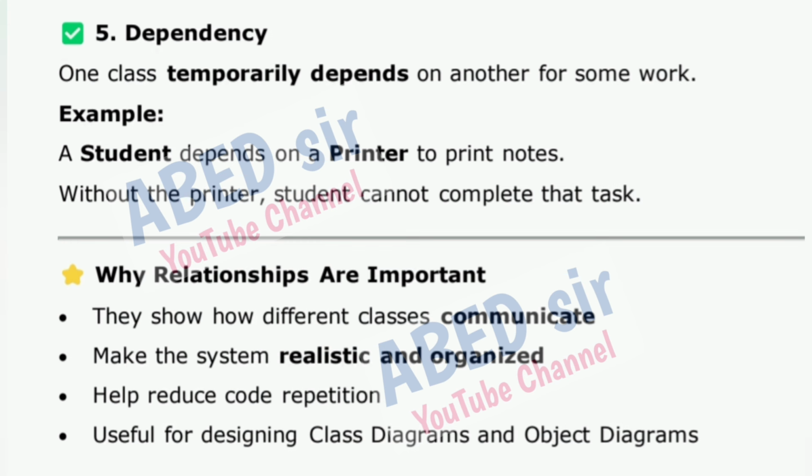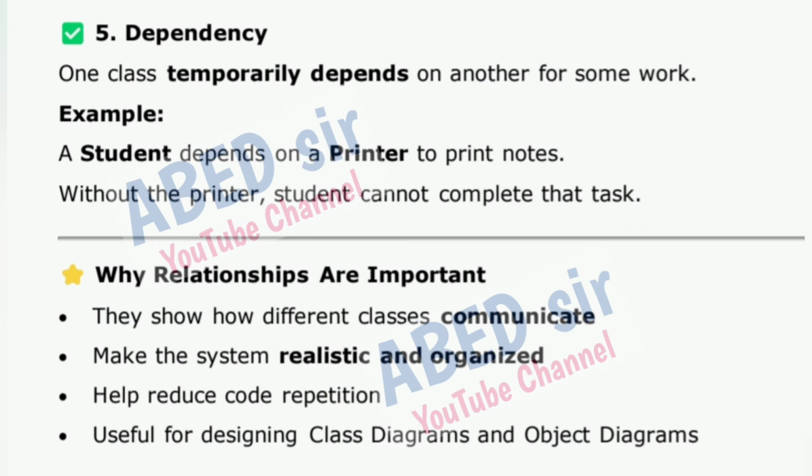Why are relationships important? They show how different classes communicate. Make the system realistic and organized. Help reduce code repetition. Useful for designing class diagrams and object diagrams.